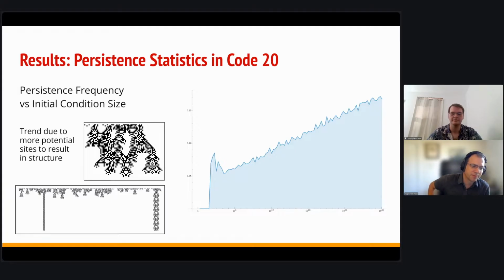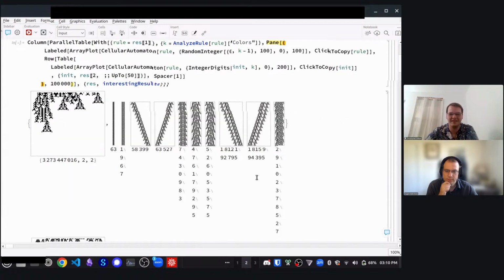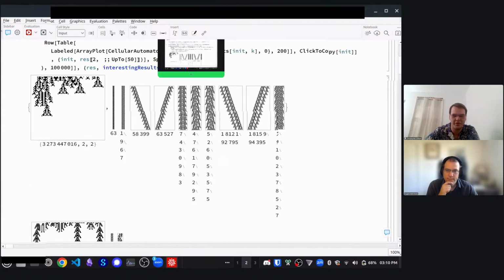Do you happen to have pretty examples? I might. Let me get a Wolfram notebook open real quick. Okay. Just one second. Sure, let's take a look at this. Okay, so here are k equals 2, r equals 2.